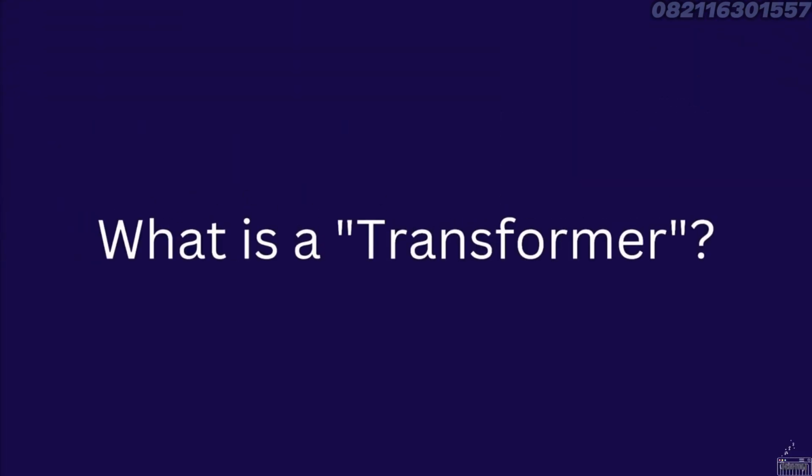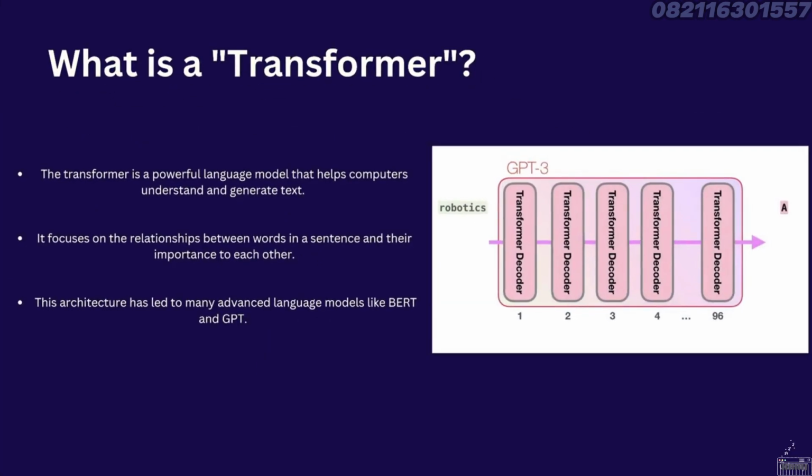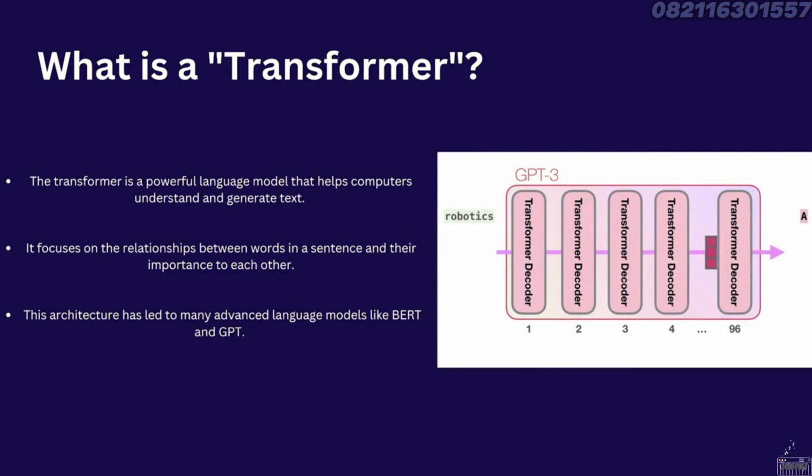So what is a transformer? The transformer is a powerful language model that helps computers understand and generate texts. It focuses on the relationships between the words in a sentence, and the importance each word has to each other. The transformer uses a unique method called self-attention to do this. It also considers the position of each word in a sentence so that it can understand the word order.